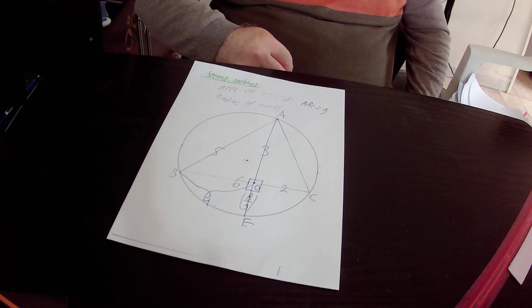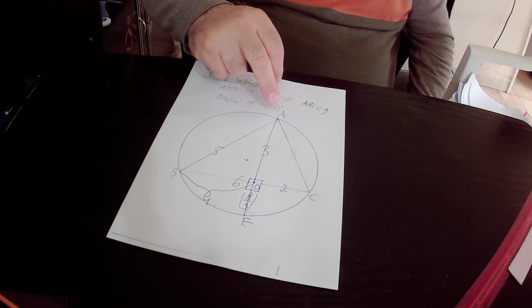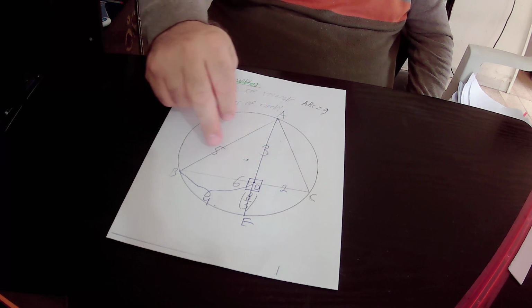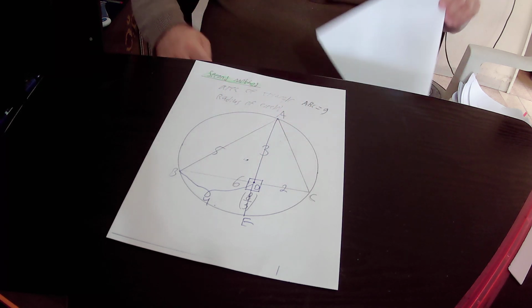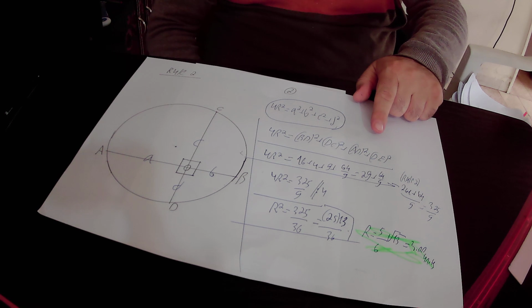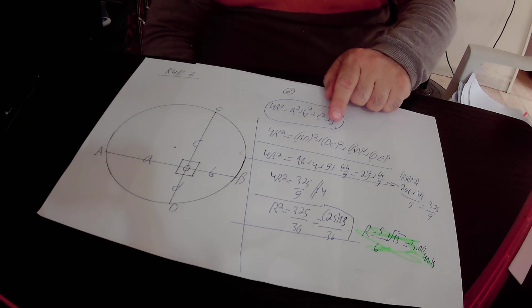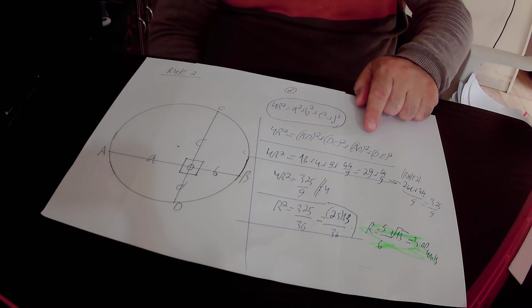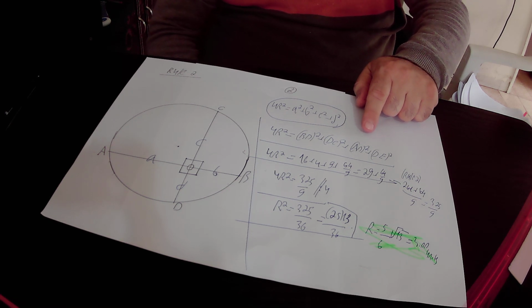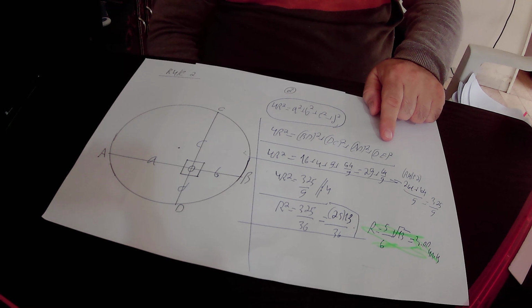Therefore, according to rule number 2, 4R squared equals AD squared plus DE squared plus BD squared plus DC squared. BD equals 4, so BD squared is 16, plus DC squared. DC is 2, so DC squared is 4, plus AD squared. AD is 3, so AD squared is 9, plus DE squared. DE is 8 over 3 units, so DE squared is 64 over 9.